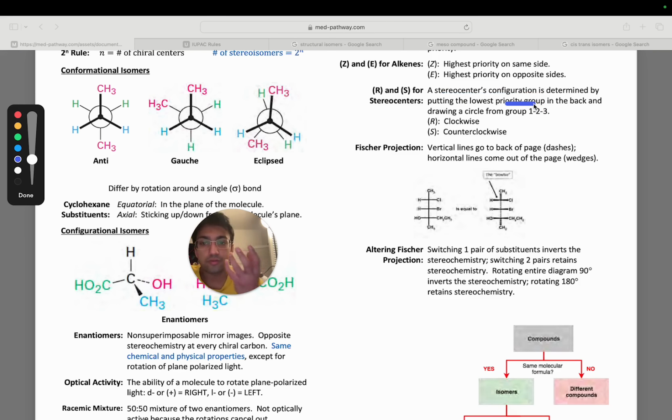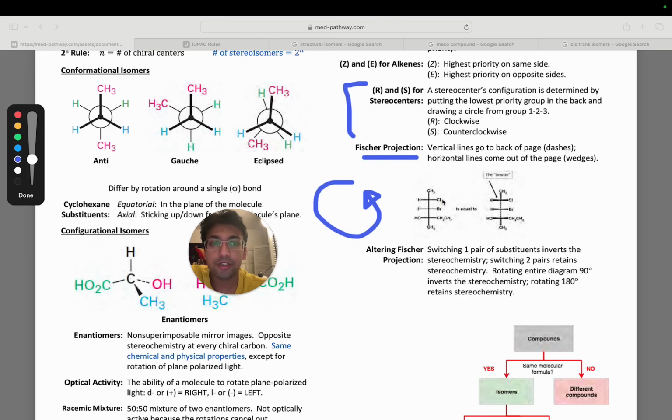So you reorient the compound so that the lowest priority group is in the back, and then you draw a circle from priority 1, priority 2, and priority 3. And if this circle goes clockwise like this, then we say that's R configuration. If it goes counterclockwise like this, then it's the S configuration. I'll go through an example.